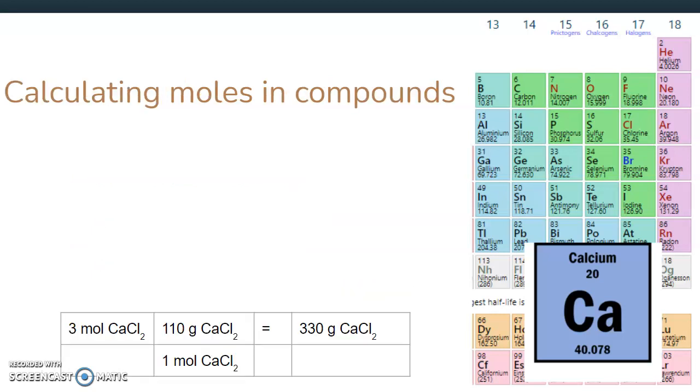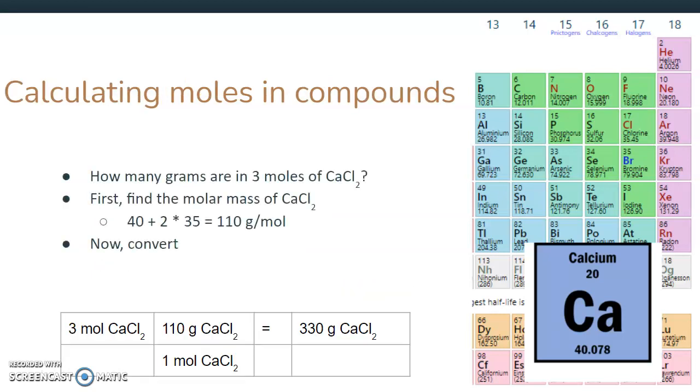So let's do this to calculate moles now. What we're going to do is answer the question, how many grams are in 3 moles of calcium chloride? So the first thing we need to do is find our molar mass of calcium chloride, because our molar mass is our conversion unit. So calcium, again, we found down here is 40, and then chloride is 35, and we have 2 of them. So we did 2 times 35 to get 110 grams per mole.